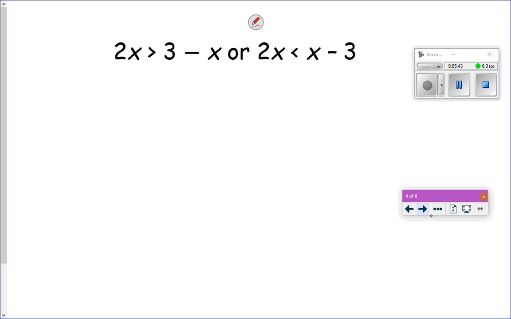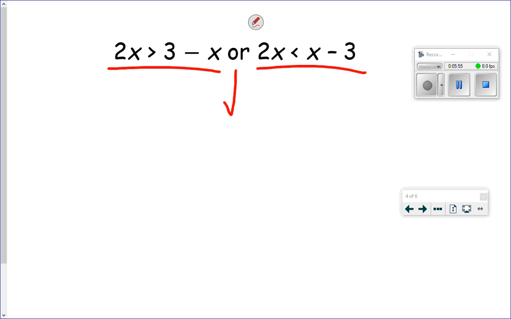Okay, next example, I have 2x is greater than 3 minus x, or 2x is less than x minus 1. So I've got two inequalities here, and they're separated by the word or. So when I'm solving the first one, I'm going to start by adding x to both sides so that I can get those together. 2x plus 1x is 3x. Bring down the word or.